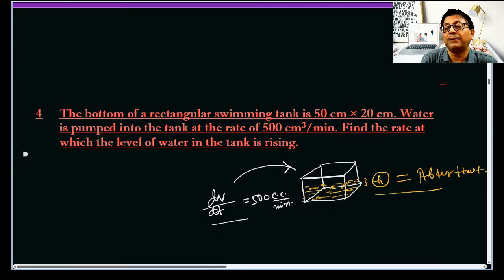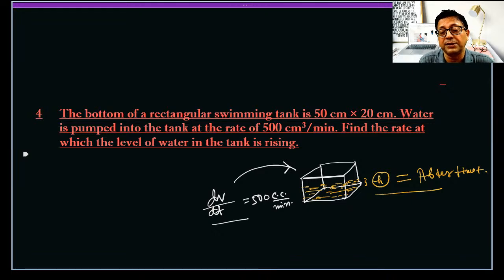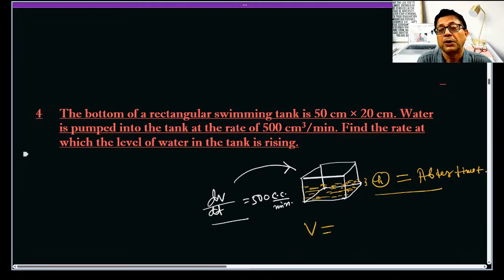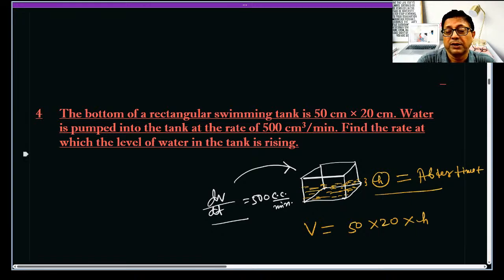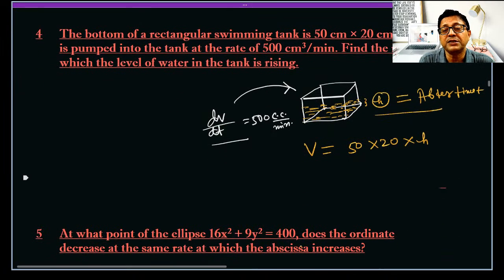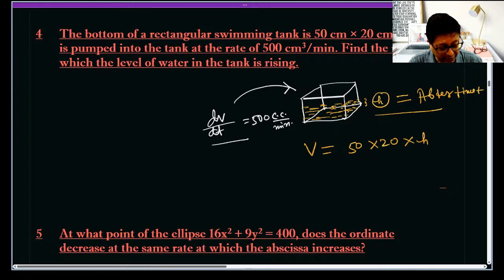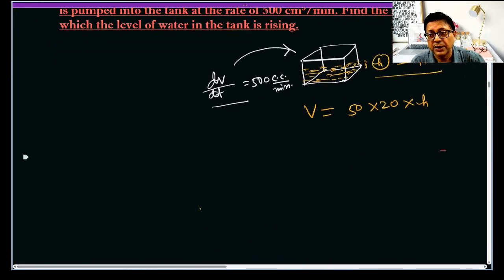Let the height of the water level be h after time t. Then the volume will be what? Volume will be 50 into 20 into h. It's an ordinary sum, not a difficult one. Now what will you do? You will differentiate both sides with respect to t.